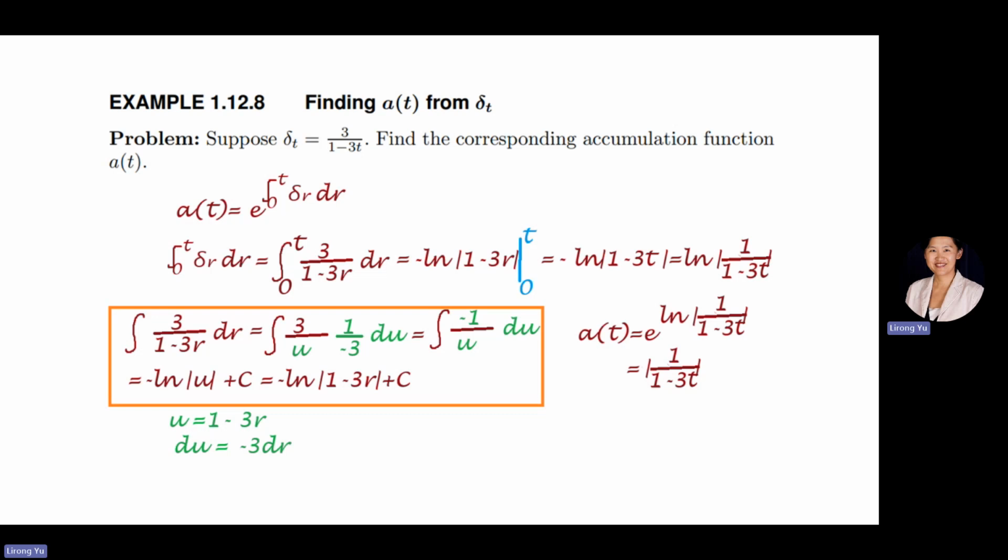For a smaller t, you can remove the absolute value. So A(t) is actually 1 over 1 minus 3t. The absolute value sign is not absolutely necessary unless t is too big. But then again, this force of interest function should only work for a shorter time frame. So t should be less than 1/3, and that way we don't have to worry about the absolute values.